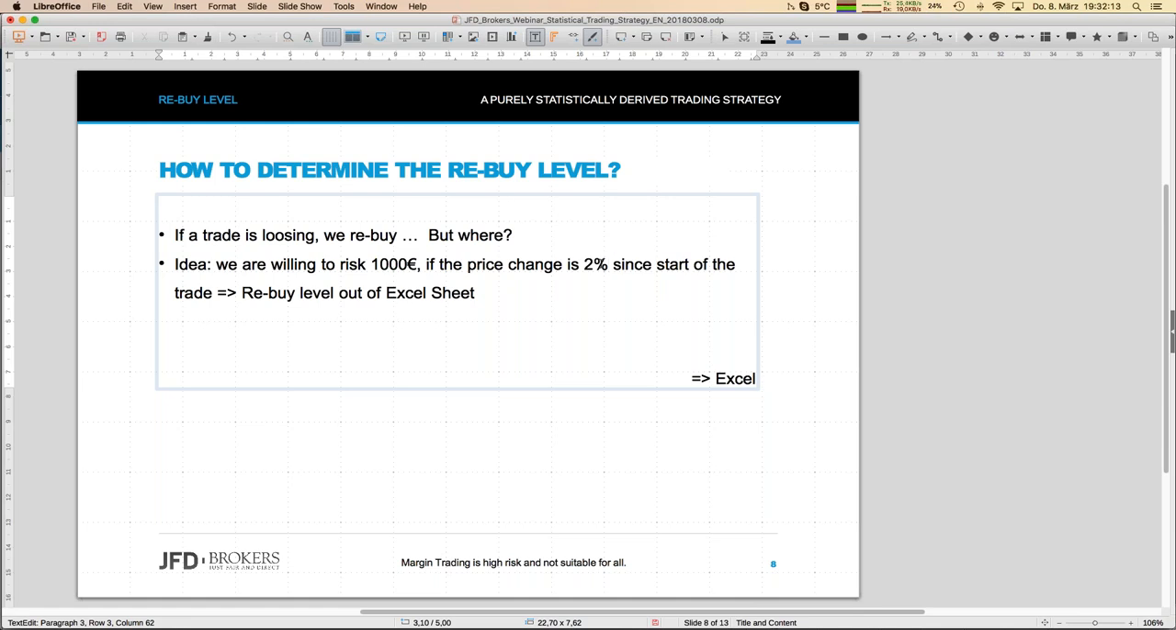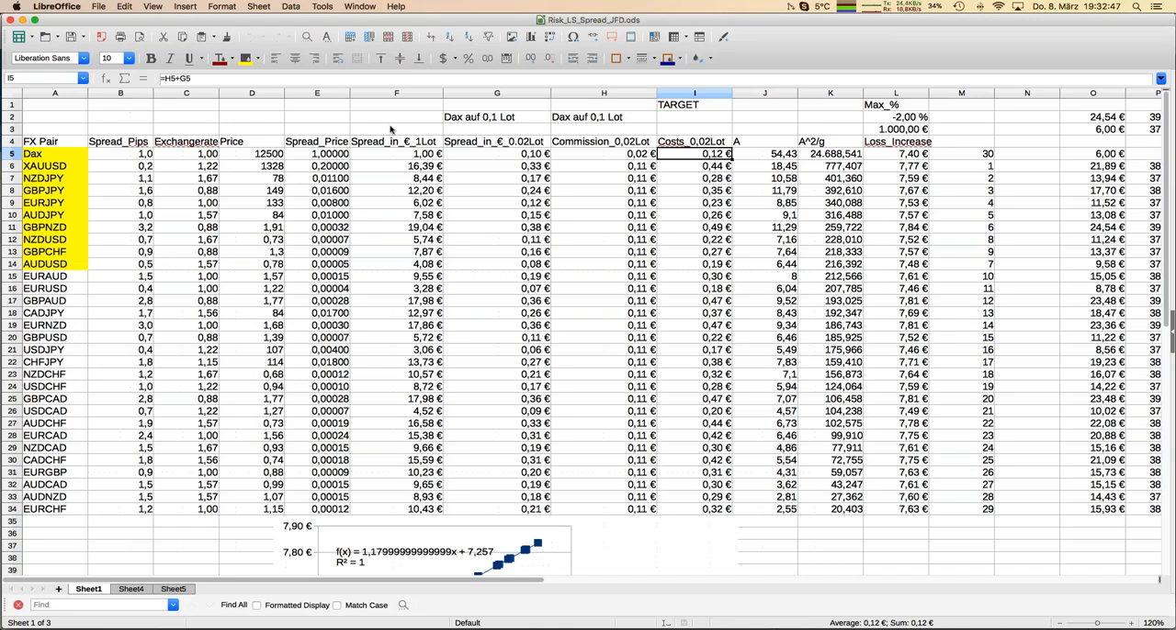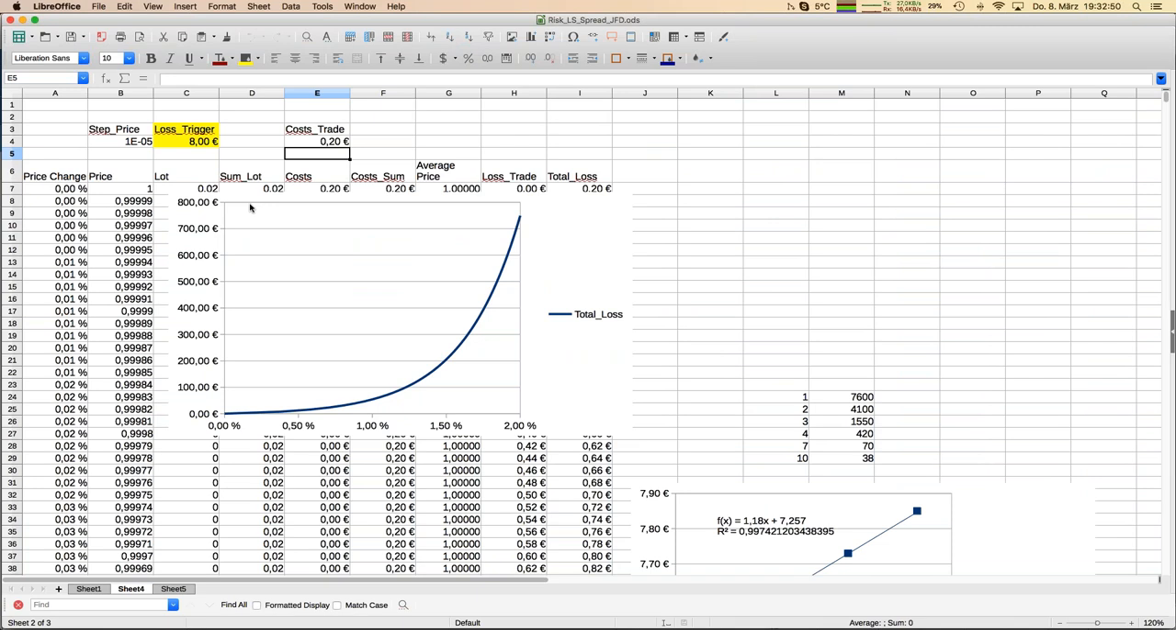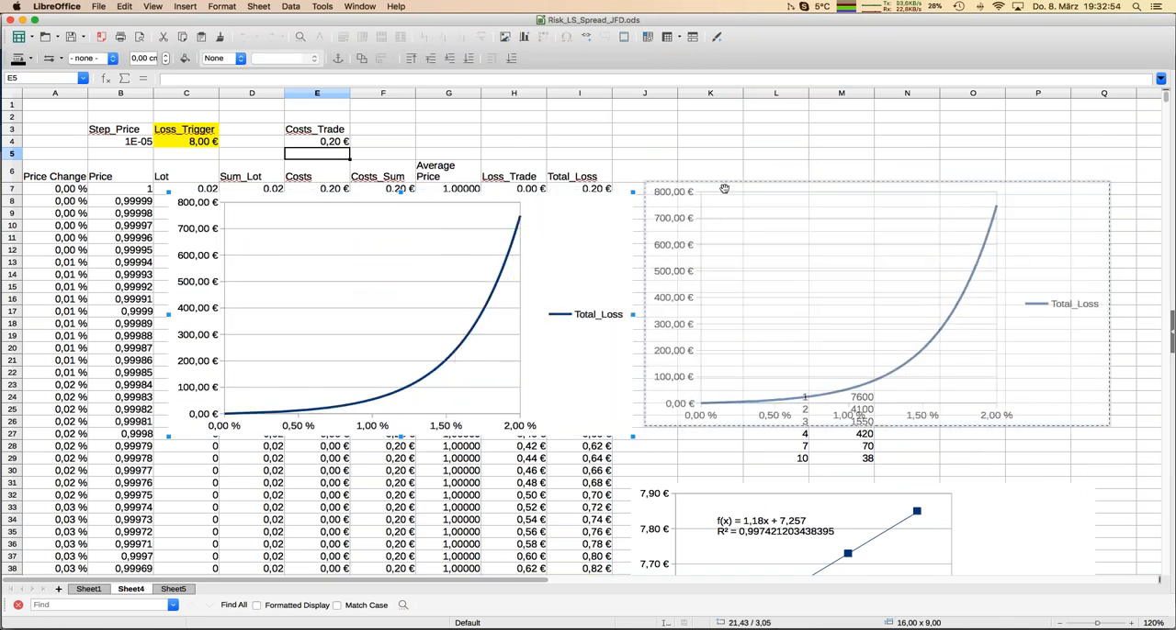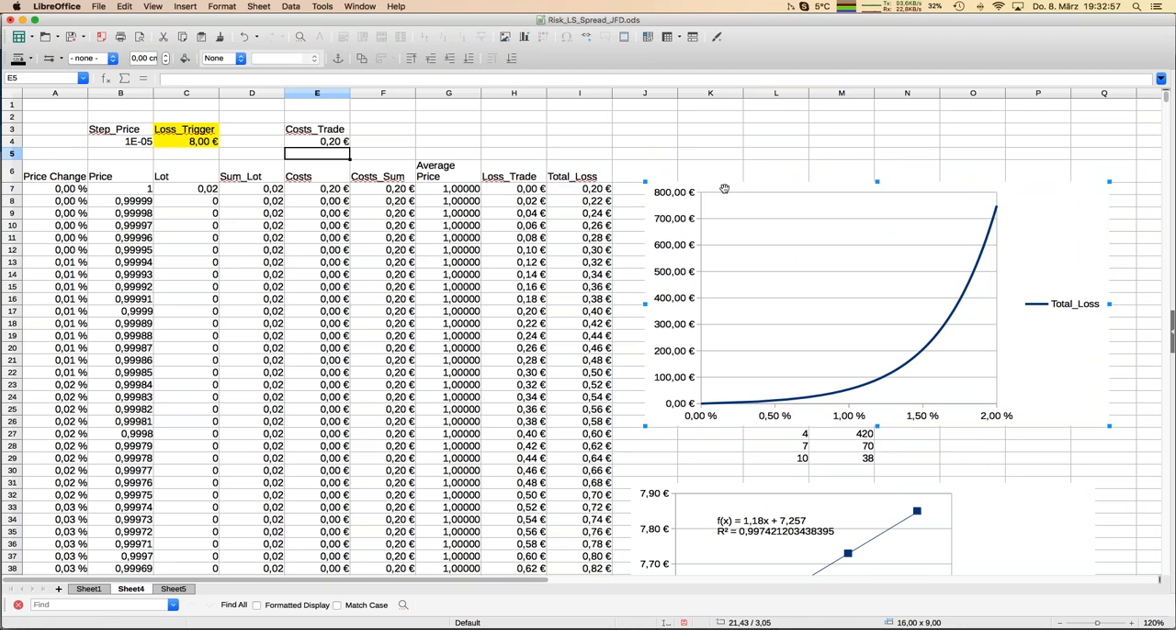And since I do everything here on a really small time frame, 2% is already something. It's not quite a small value, but it's not a real huge value. It's something in between. And now I want to calculate that rebuy level with those two numbers, having in mind I'm willing to risk 1,000 euro, and I accept a price change of 2% in the wrong direction until I want to hit my stop loss level. To do that, we do a second step just in Excel. It's not complicated, and it's a little bit illustrating what we are doing here if our trade is going to the minus. What I have done here is the following.